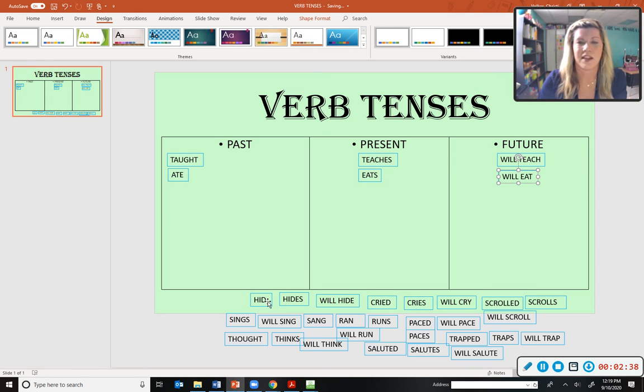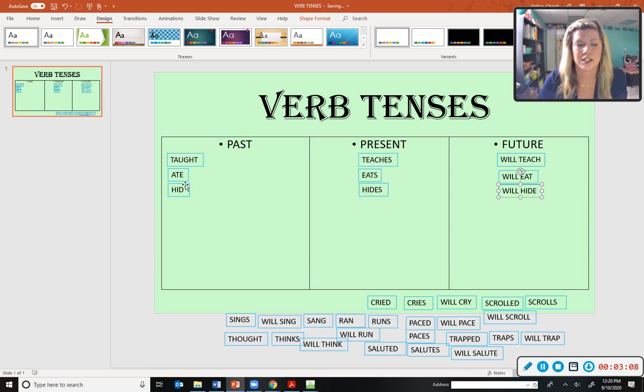Hid. That is past tense for the word hide. So the verb is hide. Past tense would be hid. We hid from the dogs coming down the street. Hides means present tense. She hides in the bushes. Okay? Will hide is future tense.